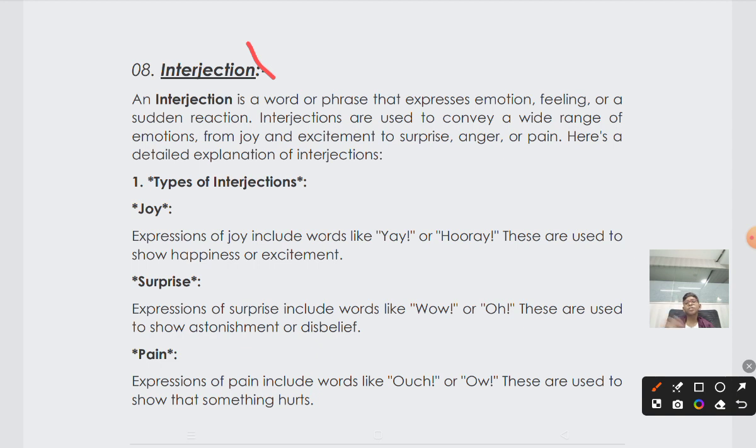So, types of interjections. Joy. Expressions of joy include words like yay or hooray. These are used to show happiness or excitement. Next, surprise. Expressions of surprise include words like wow, oh. These are used to show astonishment or disbelief. Next comes pain. Expressions of pain include words like ouch or ow. These are used to show that something hurts.